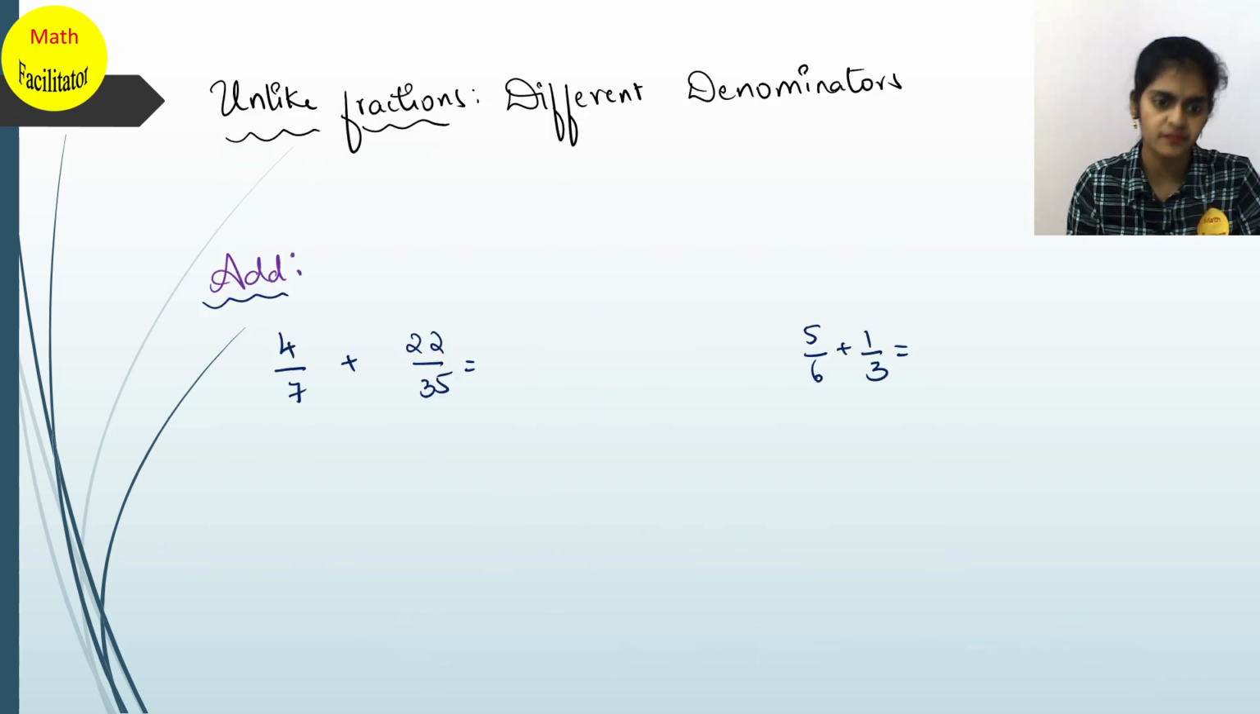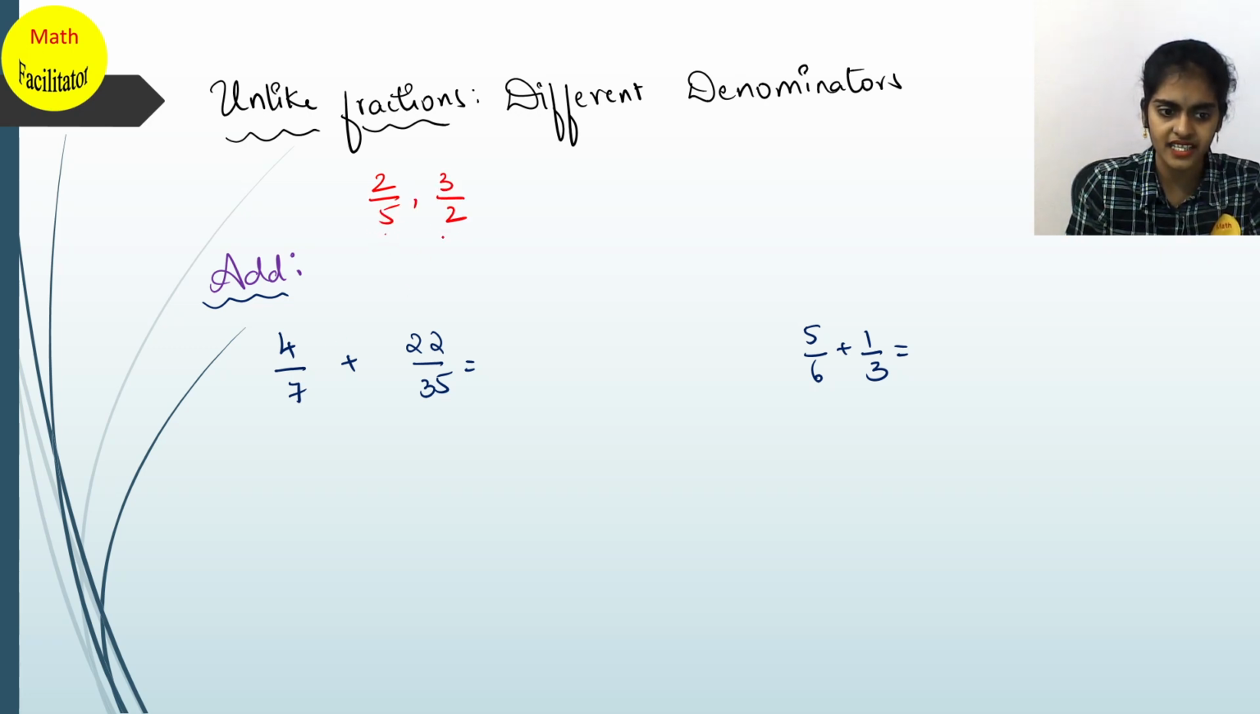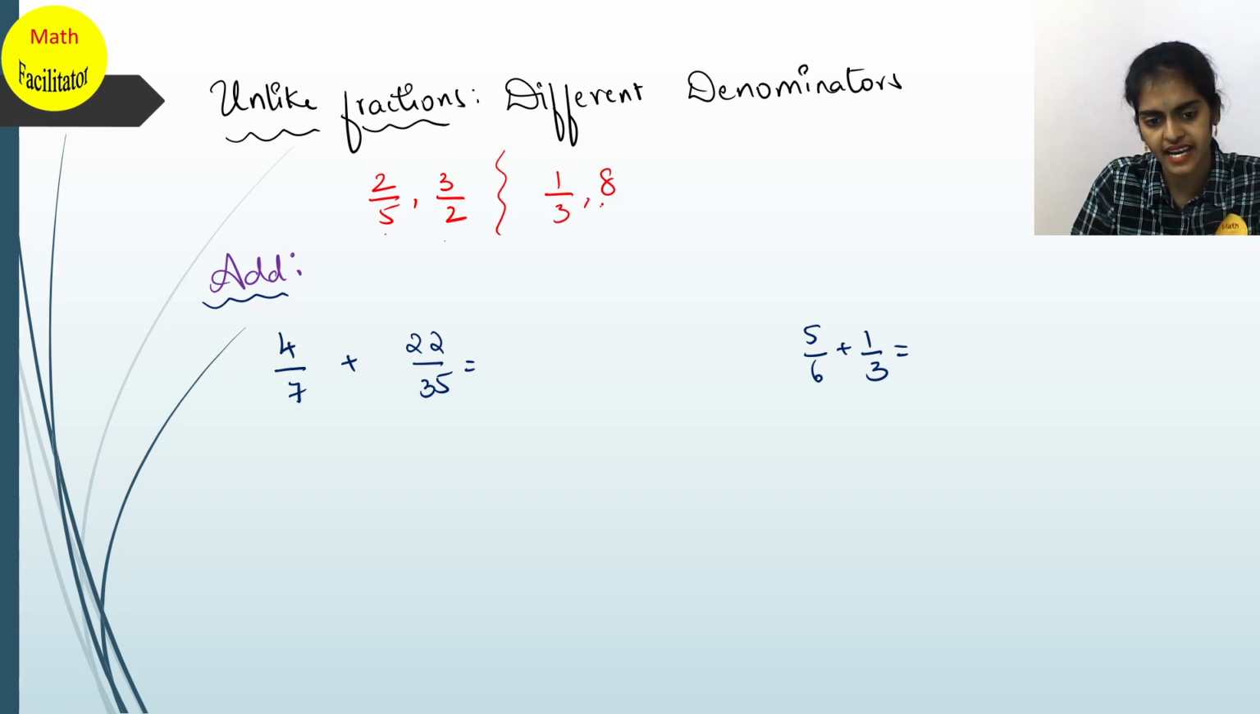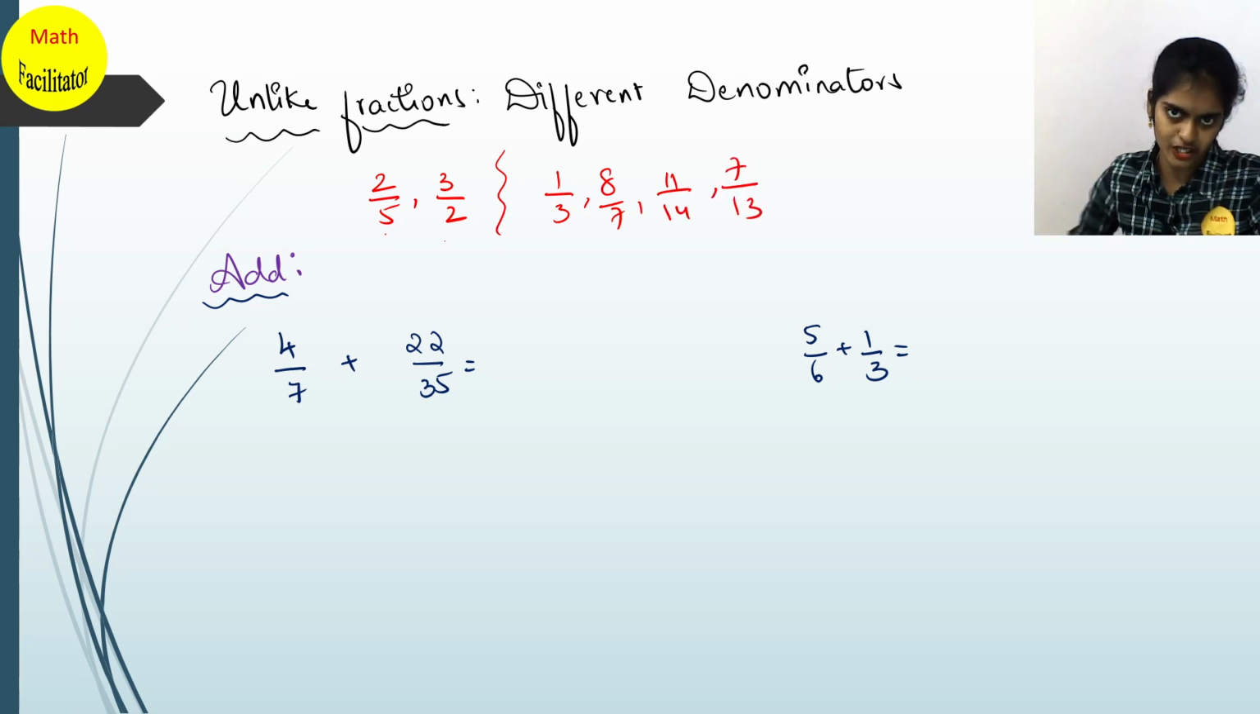Now, unlike fractions are opposite to like fractions. Denominators are different. Okay, so for example, I can say 2 by 5 and 3 by 2. These two are unlike fractions. Denominator here it is 5 and here it is different, right? So I can say 1 by 3, 8 by 7, 11 by 14, 7 by 13. Now all these are unlike fractions, right?